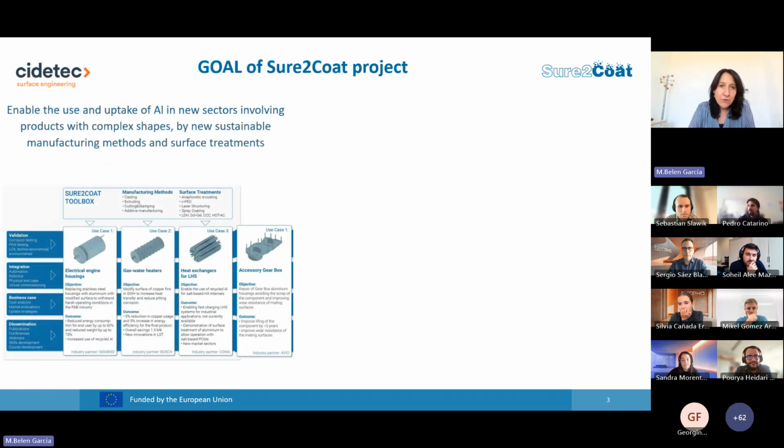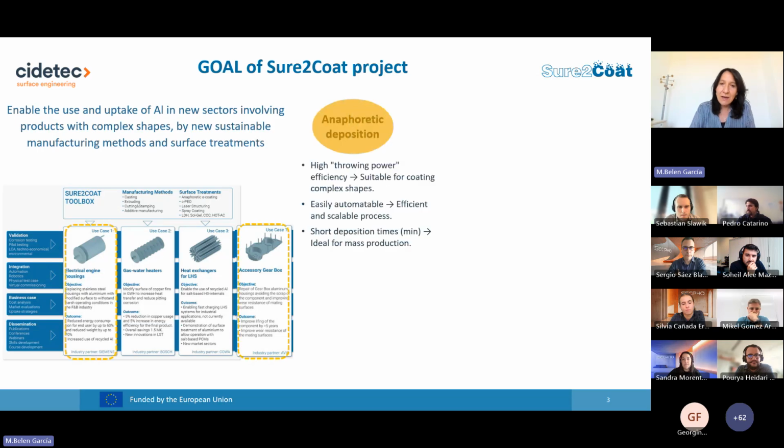So the goal of Sur2Code is to enable the use and uptake of aluminum in new sectors involving products with complex shapes by new sustainable manufacturing methods and surface treatments. So at CIDETEC, we have selected anaphoretic deposition as the sustainable surface treatment. Why? Because it is suitable for coating complex shapes. It is an efficient and scalable process, and it is also ideal for mass production.